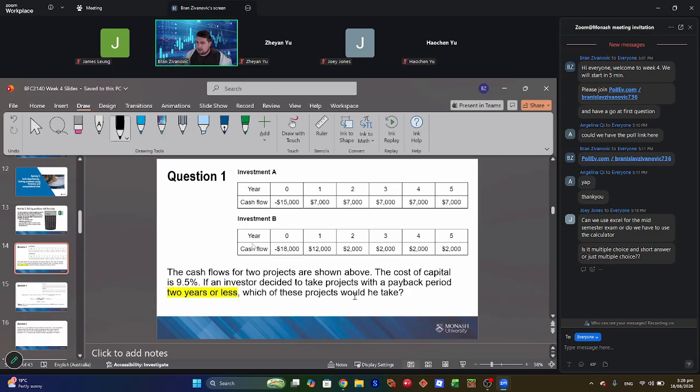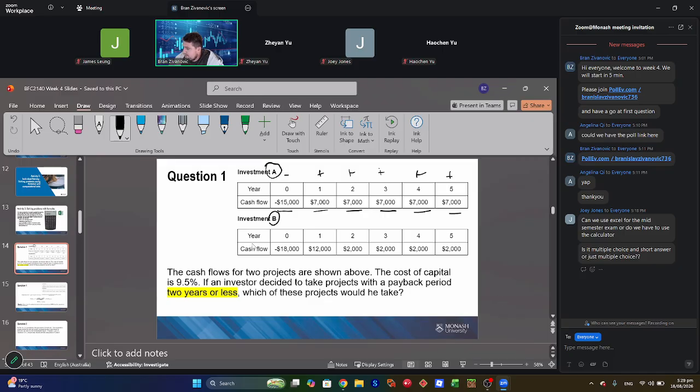So we've got the first investment, which has a $15,000 capital cash flow commitment in year 0, and then each year we make $7,000. Okay, so each year we make $7,000.